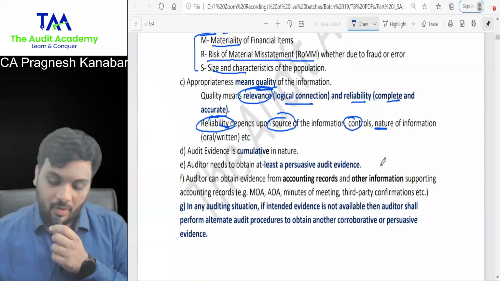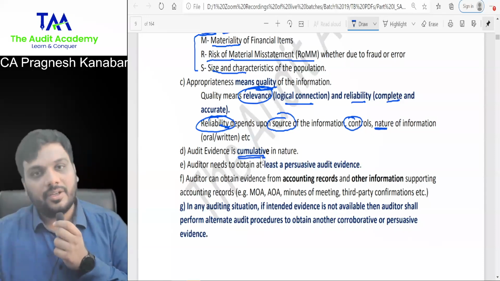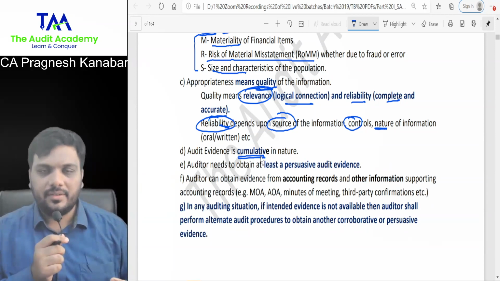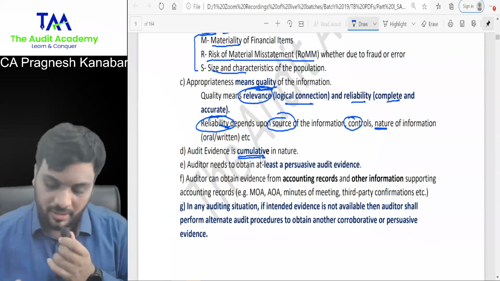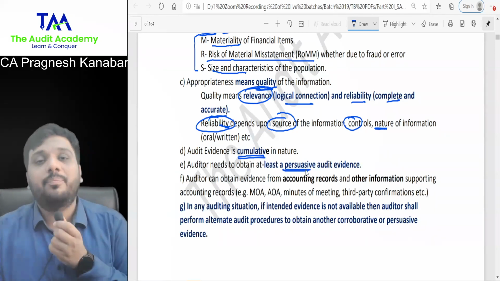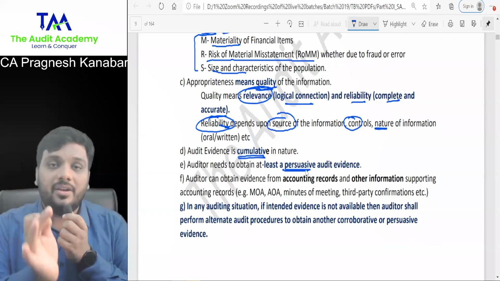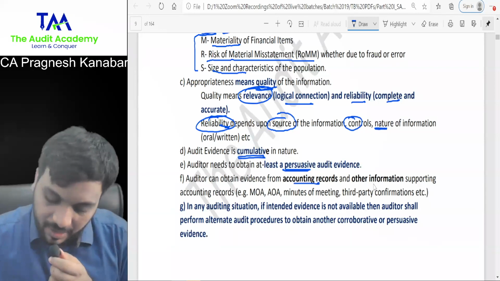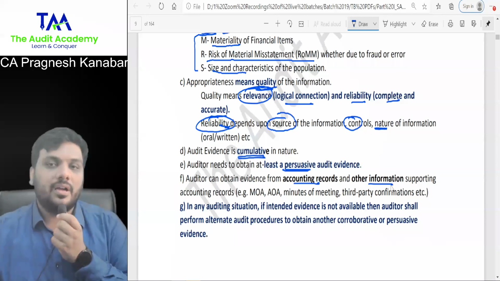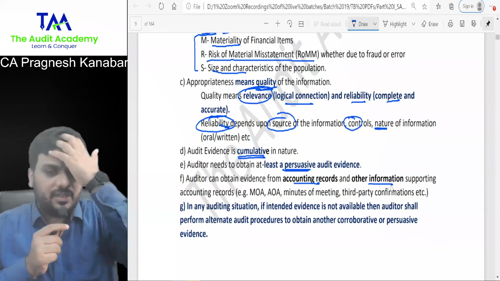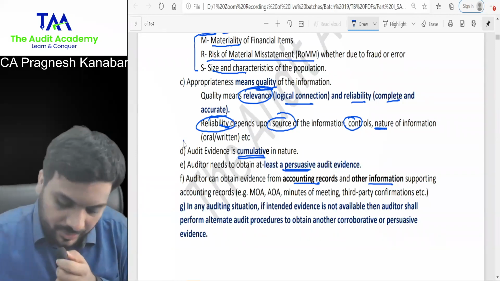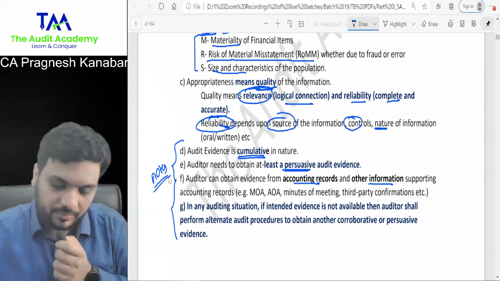Audit evidence is cumulative in nature. Auditor should try to obtain conclusive evidence, but every time it is not possible. So he should at least obtain persuasive evidence, something that convinces your questioning mind. Evidence can be obtained from accounting records and other information supporting accounting records. In any situation, if the intended evidence is not available, then auditor should go for alternate audit procedures. So all of these points you have done straight away in the notes.